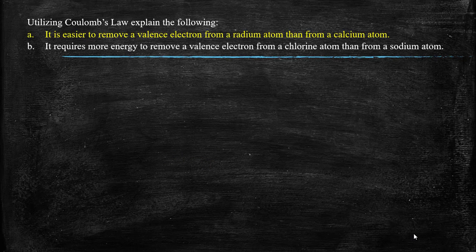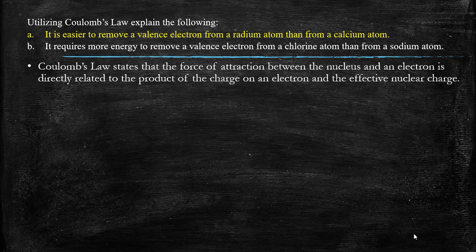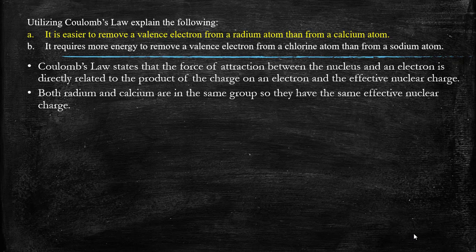So let's look at the first phenomenon, where you're asked to explain why it is easier to remove a valence electron from a radium atom than from a calcium atom. Coulomb's law states that the force of attraction is directly related to the product of the charges. Both radium and calcium are in the same group, so they have the same effective nuclear charge. So that means the product of Q1 times Q2 is constant, so that's going to have no effect.